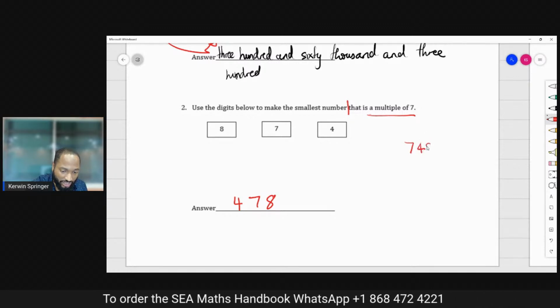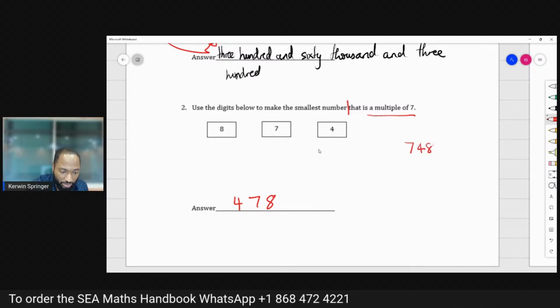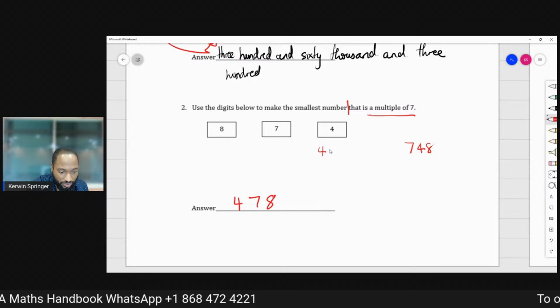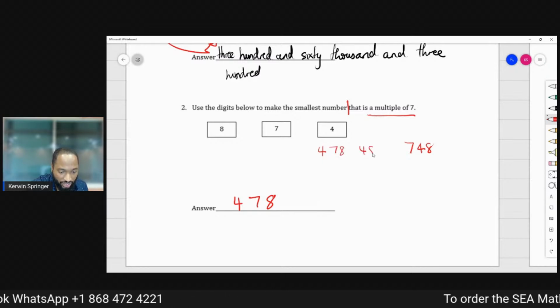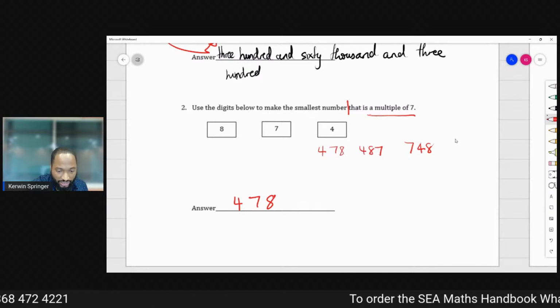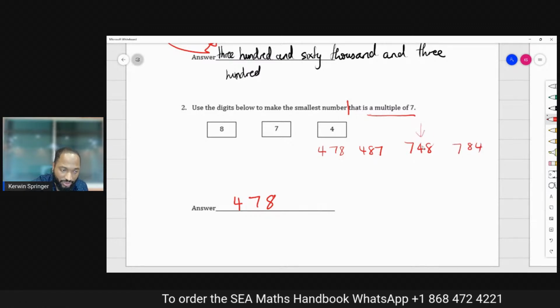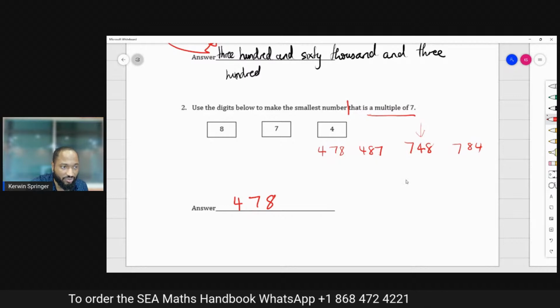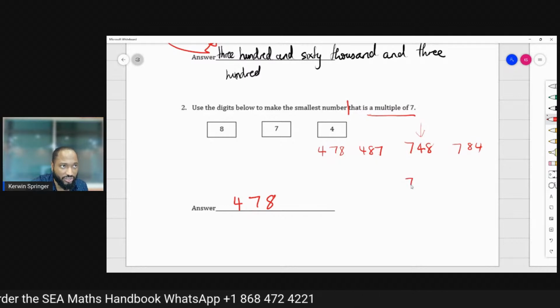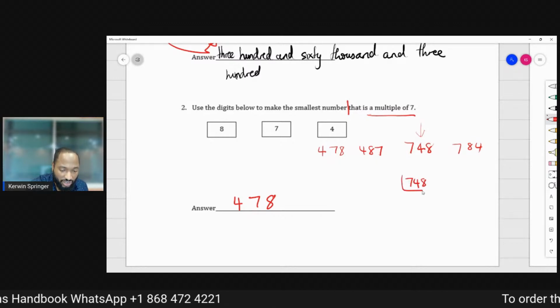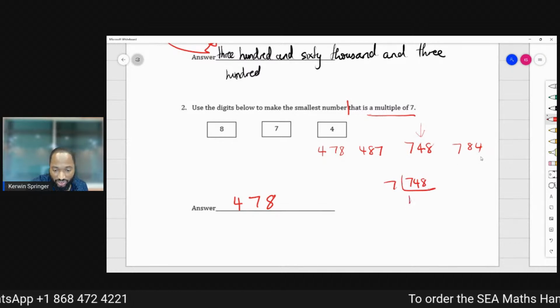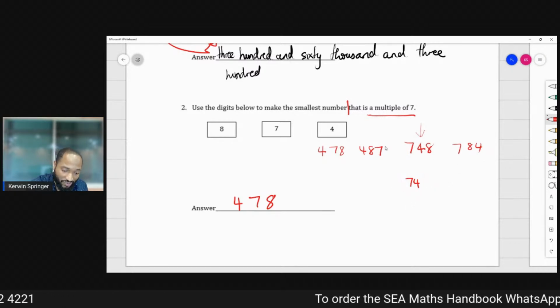7, 4, 8. All the possible numbers would be 4, 7, 8, 4, 8, 7. We try that. The next one will be 7, 8, 4, right? So we're going to try 7, 4, 8. 7 into 7, 1. No, this is not working. None of the first numbers are working.